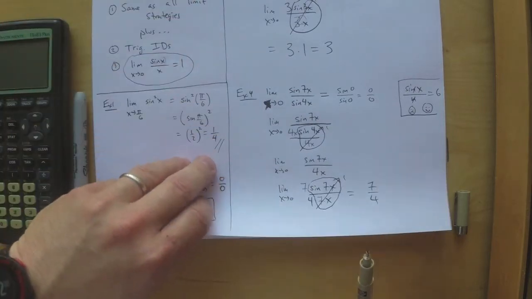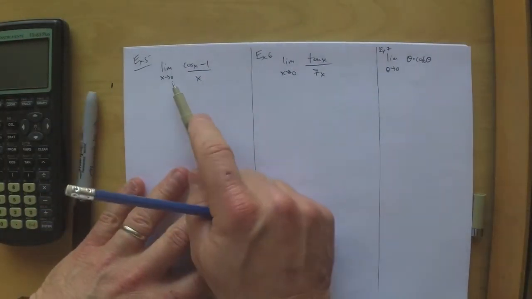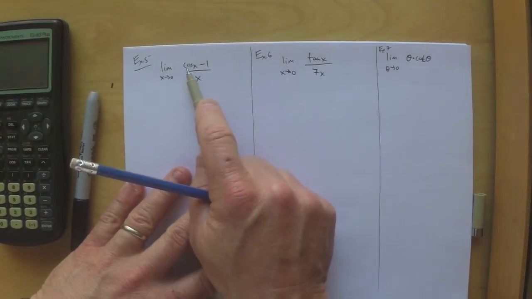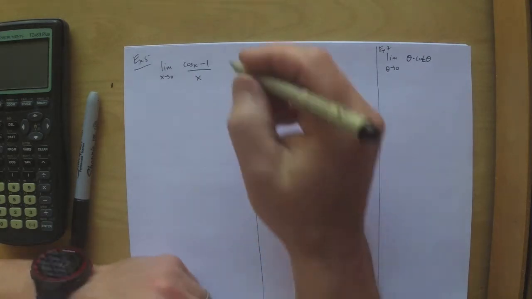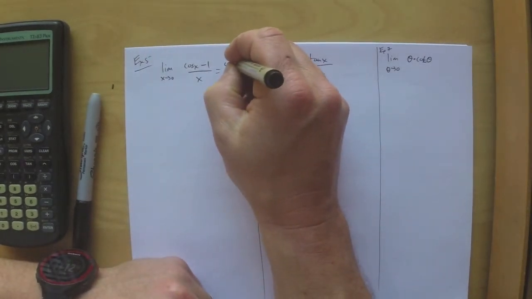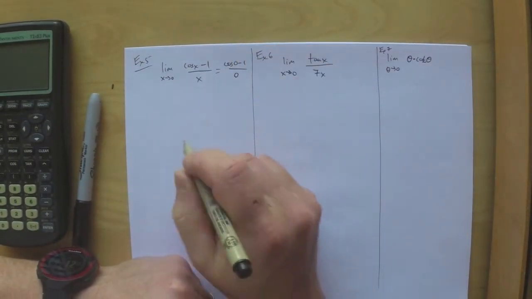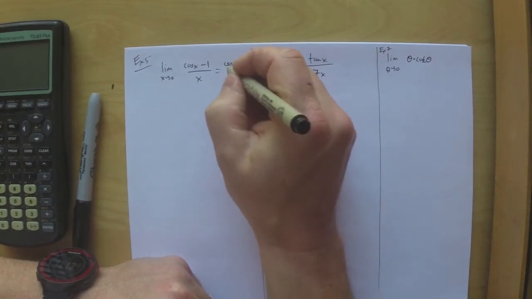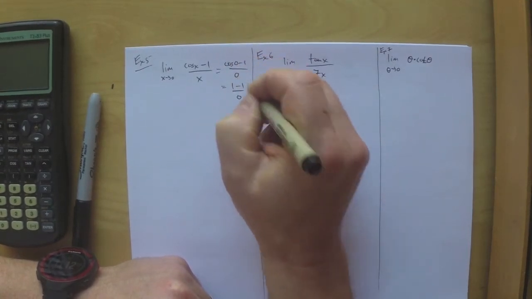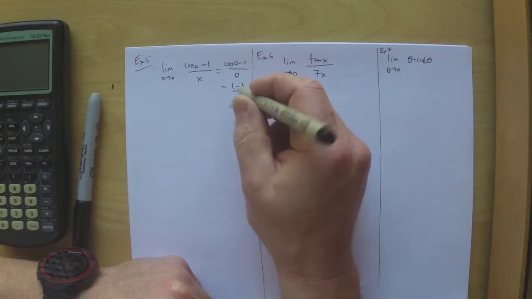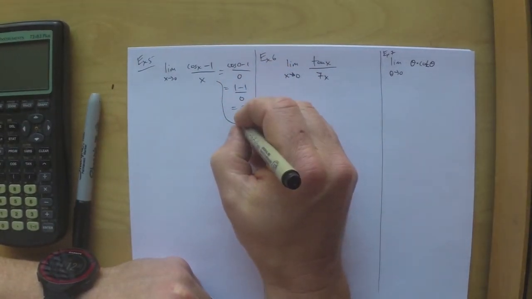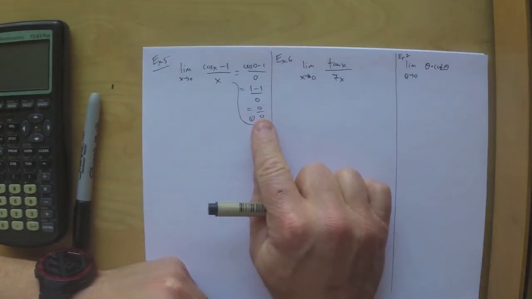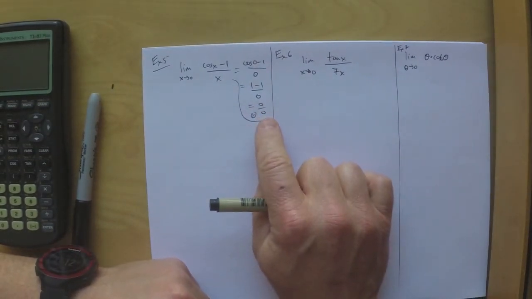Next example. Like I said, we're just going to go through a whack of these. Limit as x approaches 0 of cos x minus 1 over x as x approaches 0 here. Okay, so again, plug in 0. Cos of 0 is 1, so you get 1 minus 1 over 0, and 0 over 0 again. Alright, so unfortunately that didn't work. Just shows me that this has a different approach, so it's indeterminate.